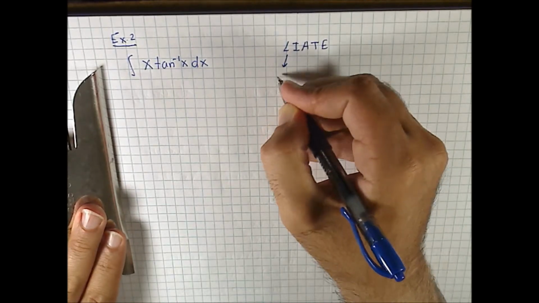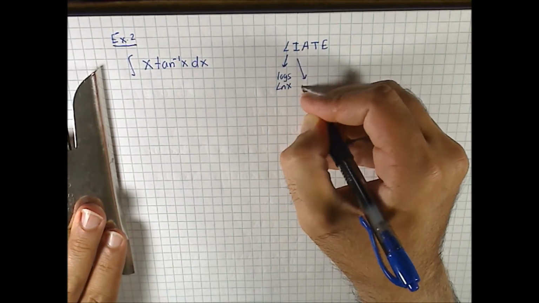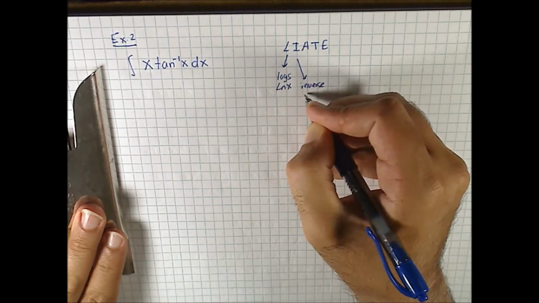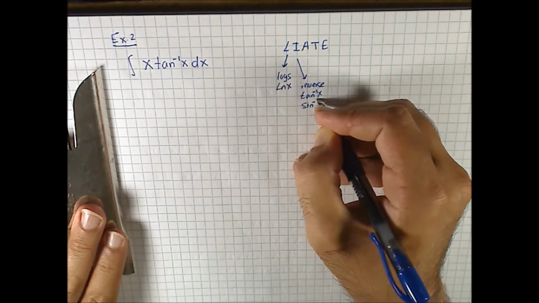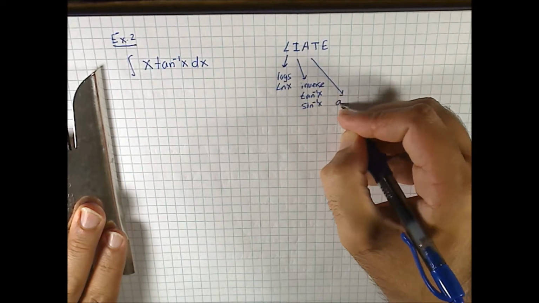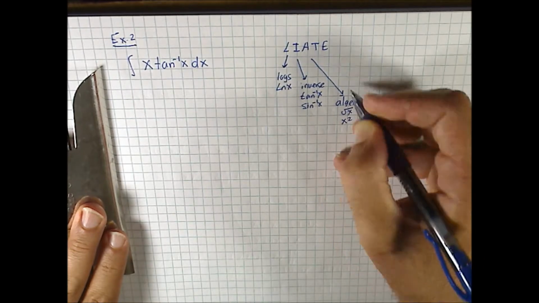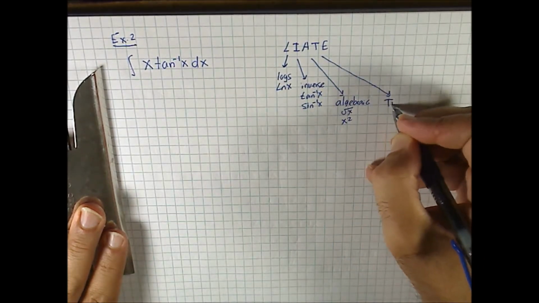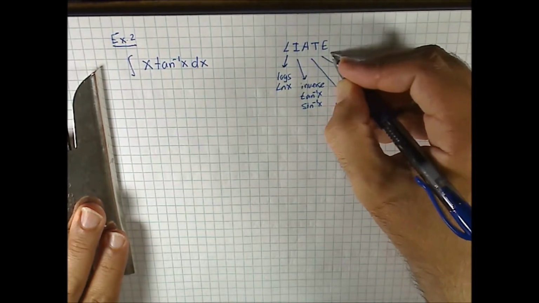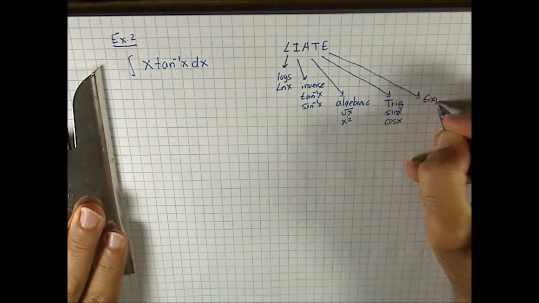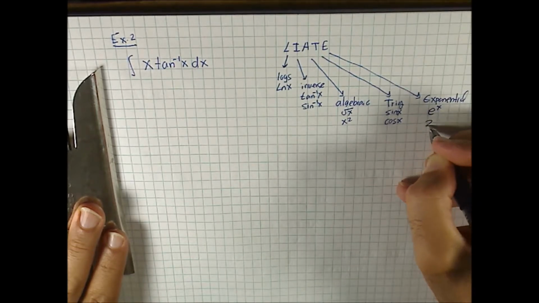L is for logs, like ln x. I is for inverse, like tan inverse x or sine inverse x. A is for algebraic functions. Algebraic is like root x, x squared. T is for trig functions, like sine x, cos x. And E is for exponential functions. Exponential, that's like e to the x, 2 to the x.